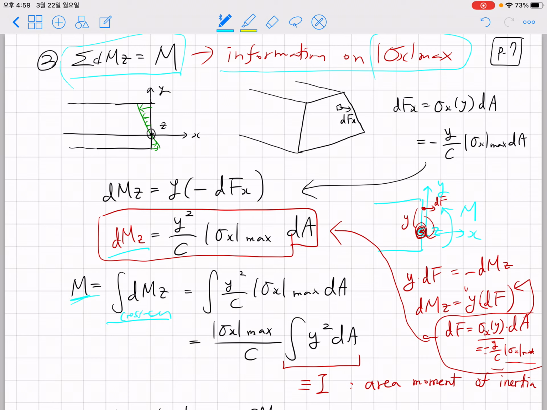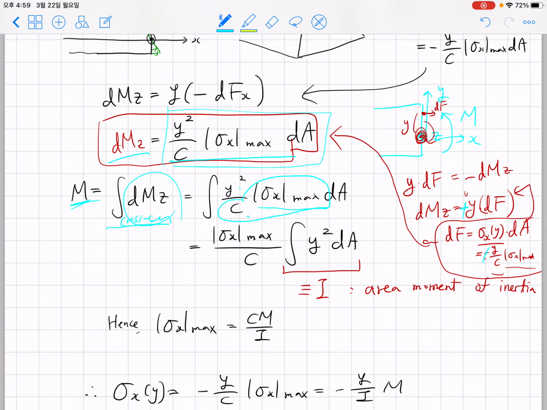Now, here you have a minus sign, and you have a minus sign, and these minus signs cancel out, and this is why you don't have a minus sign here. So if you massage this equation and plug in this dM, you have y squared, c and sigma x max, and these two are constant values, so we take them out of this integral. Then we end up having this interesting expression, integral y squared dA over the entire cross section, and we define this as the area moment of inertia.